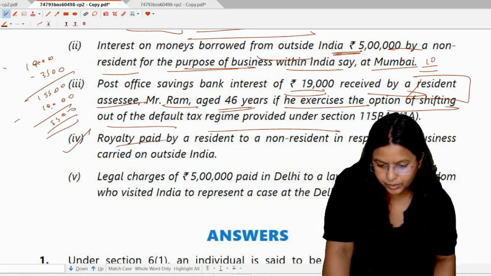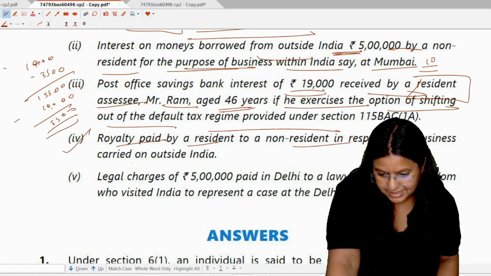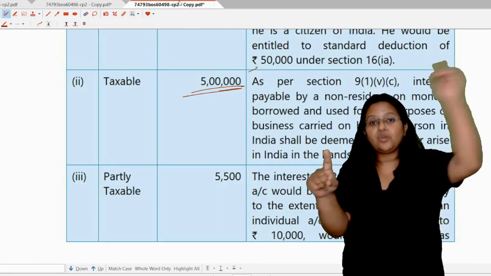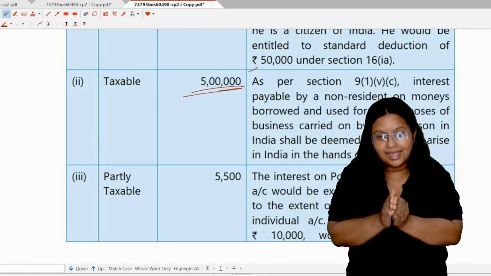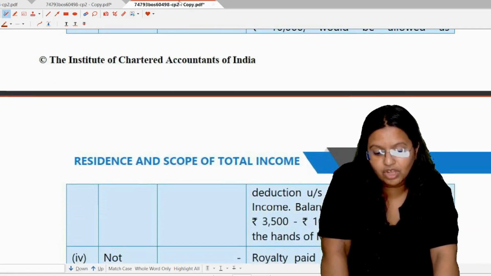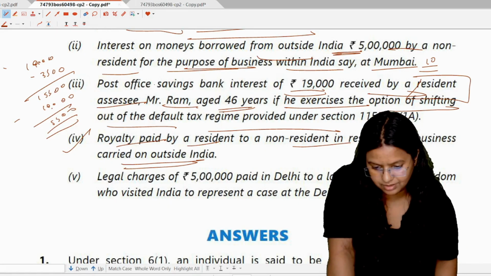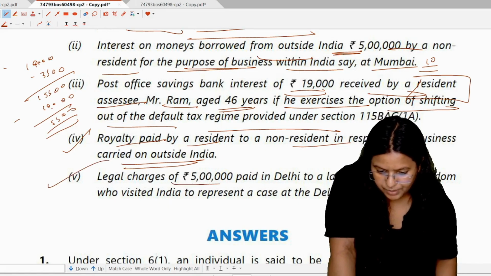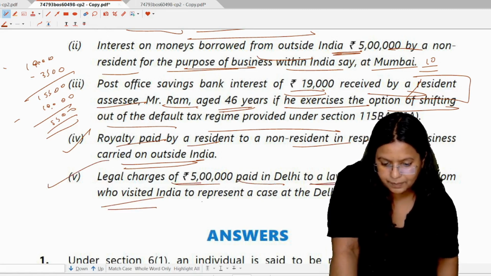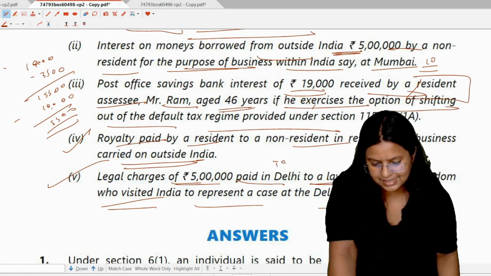Point number 4. Royalty paid by a resident to a non-resident in respect of a business carried on outside India. Now, royalty paid by a resident to a non-resident, it means the recipient is an NR here. And the NR is getting that royalty for a business which is outside India, so students, that is not taxable for that non-resident person. Legal charges of rupees 5 lakh paid in Delhi to a lawyer of the UK who visited India to represent a case at the Delhi High Court. The source of payment is in India. So yes, that is taxable income.